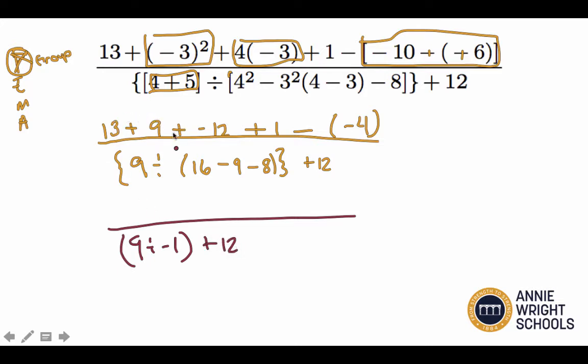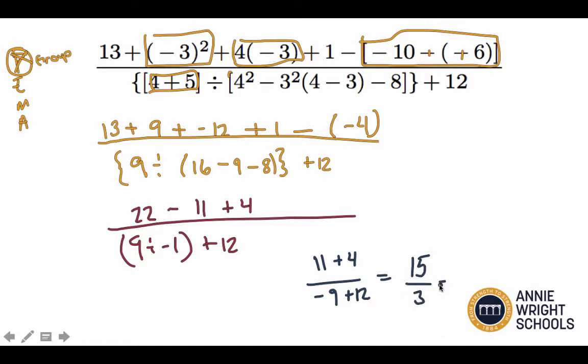Over here we have 13 plus 9, which is 22. Negative 12 plus 1, that's minus 11, plus 4. And now we've got 11 plus 4 over negative 9 plus 12. That ends up being 15 over 3, which is 5. Wow, that was a really complicated way to write 5 at the very beginning.